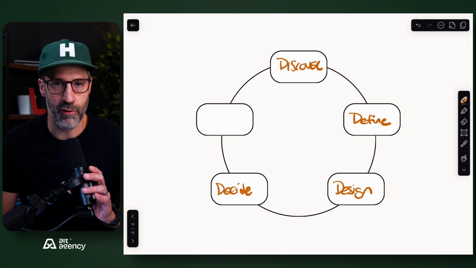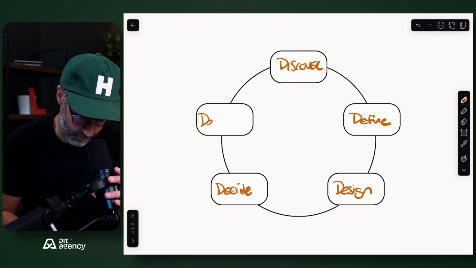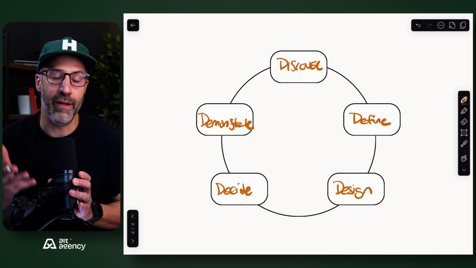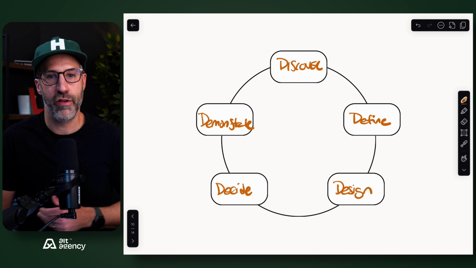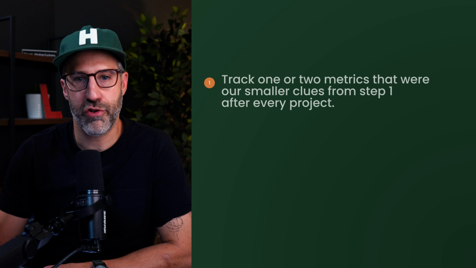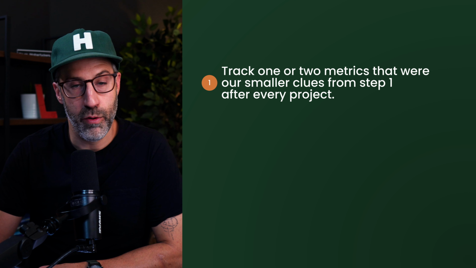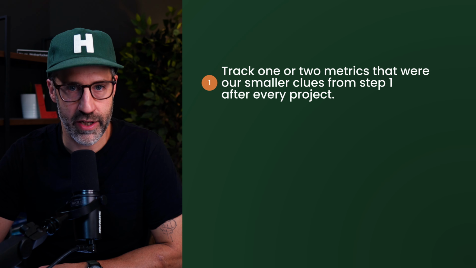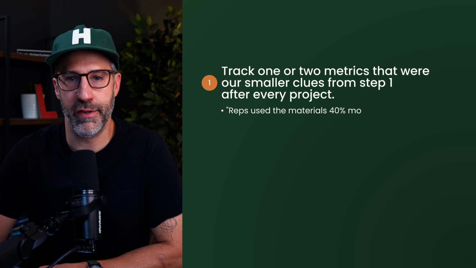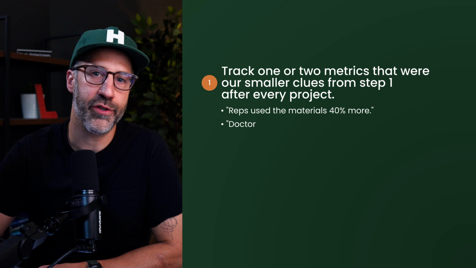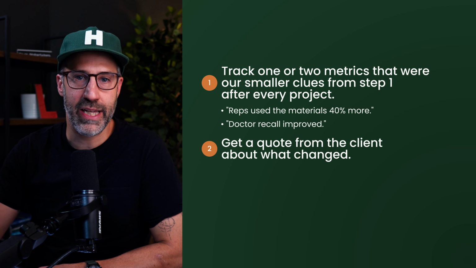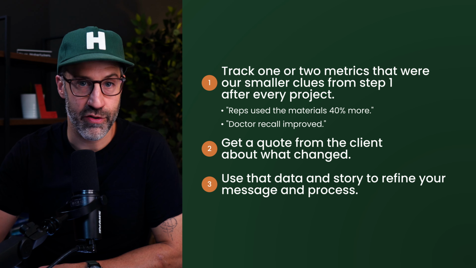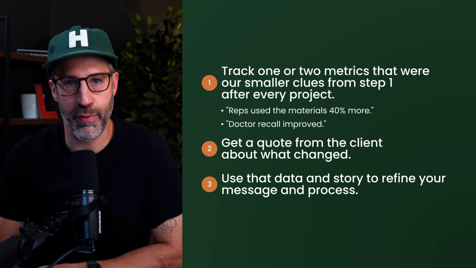Here we turn your results that you're getting into proof and feedback that make your offer stronger. Here's how you can do that. I want you to track 1 or 2 metrics that were those smaller clues that we discovered in step 1 after every single project. So for example, reps use the materials 40% more, or doctor recall improved. I want you to get a quote from the client about what changed. Use that data and story to refine your message and your process.